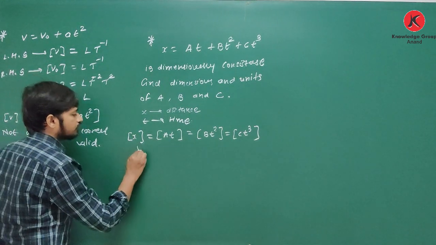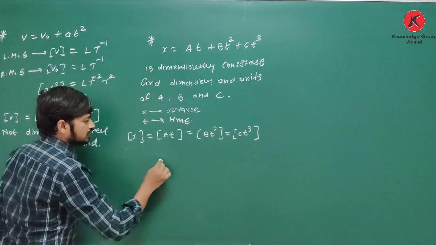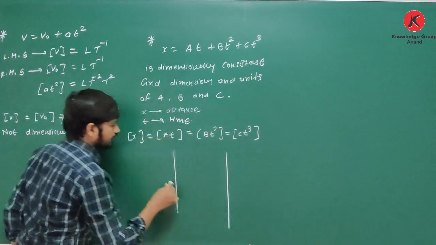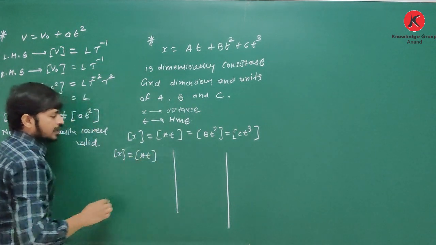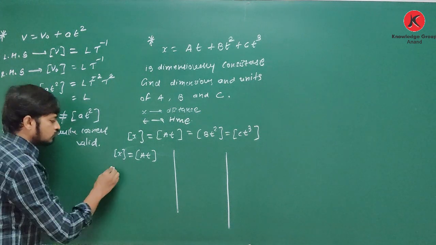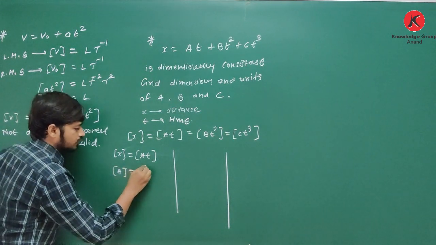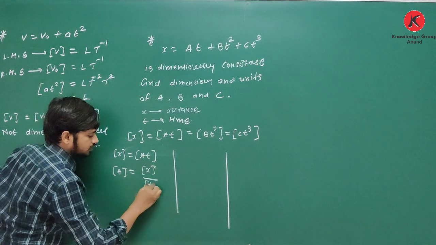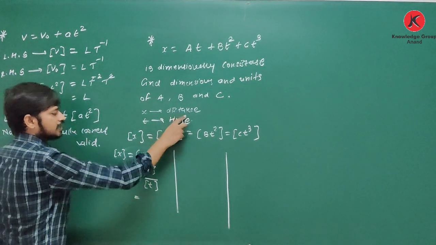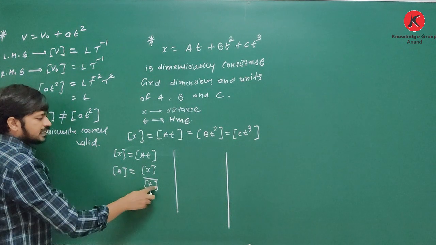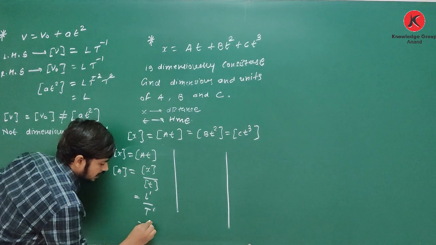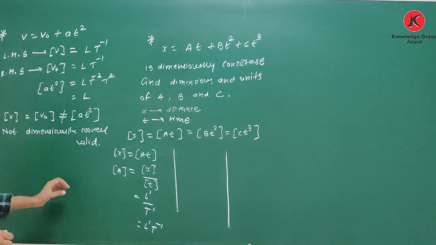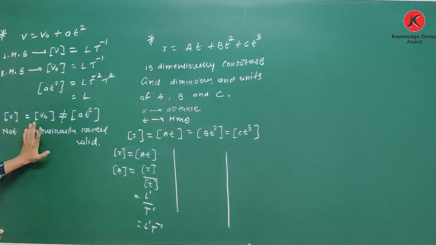First of all, we can compare these two terms. x is equal to AT. Then how to find the dimension of A? The dimension of A is equal to the dimension of x upon the dimension of t. x is distance, its dimensional formula is L. t is time, its dimensional formula is T. So it is L1 T minus 1. Any doubt?